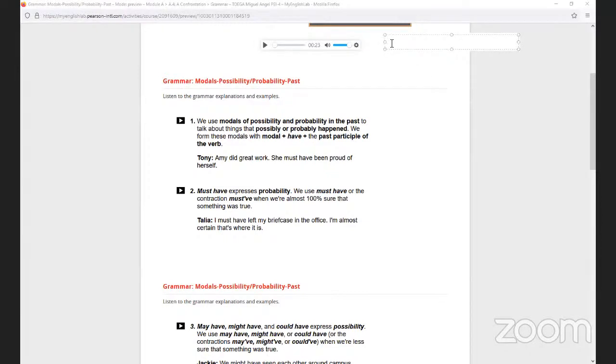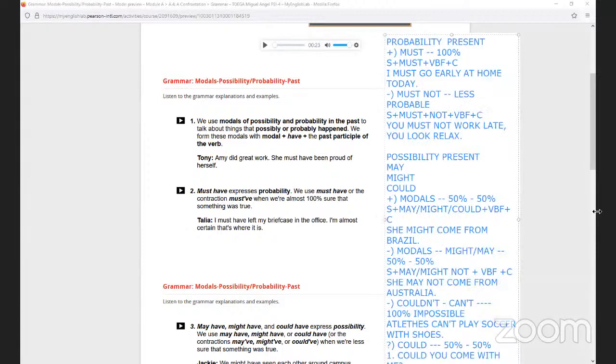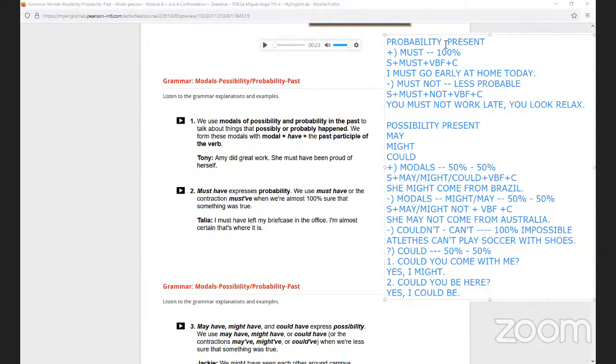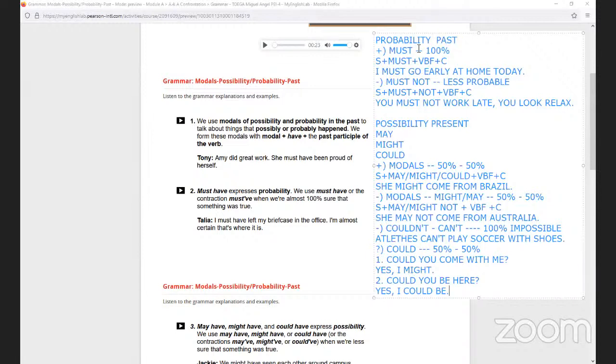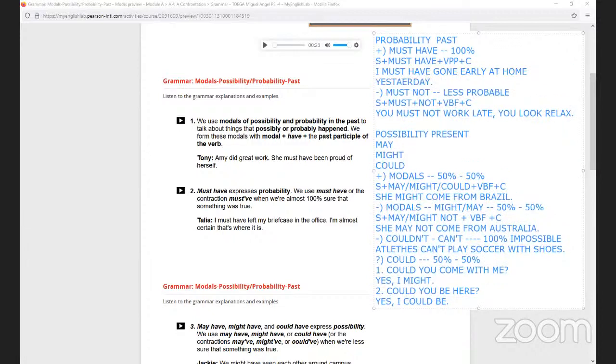So as we said, everything is the same. As you could see here, it's the same structure, but what are we going to add? If we talk about past, we are going to add only one auxiliary, and we are going to change the verb. In order to convert this into past, we will use have, must and have, two auxiliaries in all the models. Must have. For example, here the structure must have, but as we are using have, that is participle, we're gonna use the verb in past participle. So I must have gone early at home. Maybe this, as it is past, yesterday, for example.